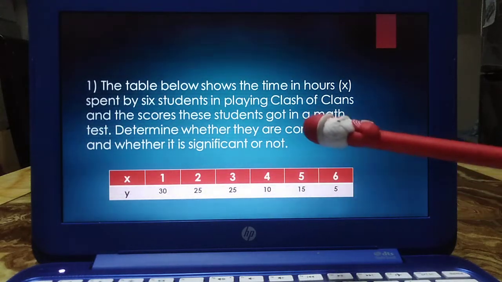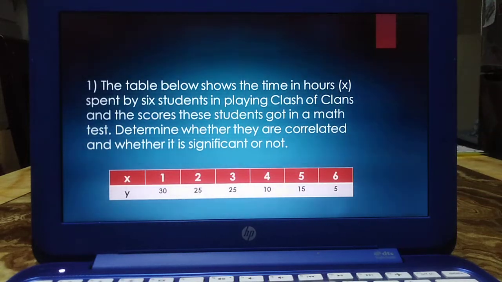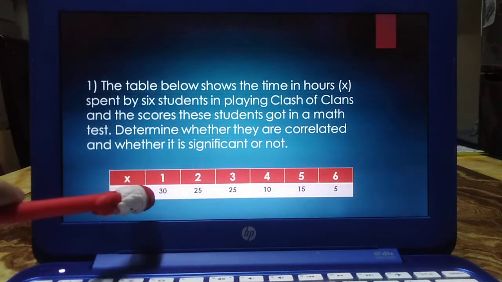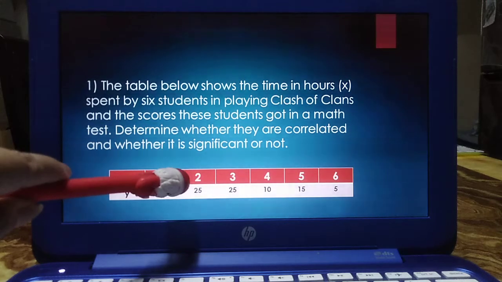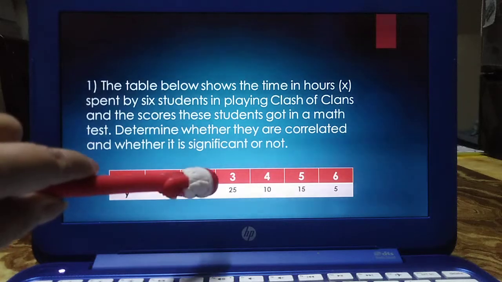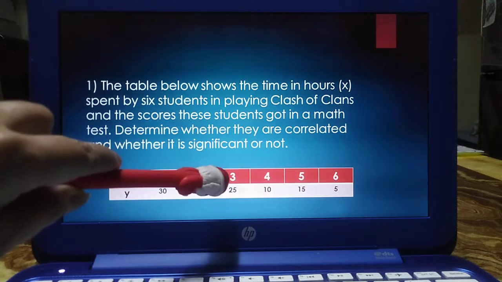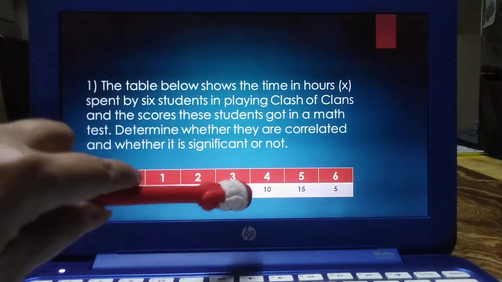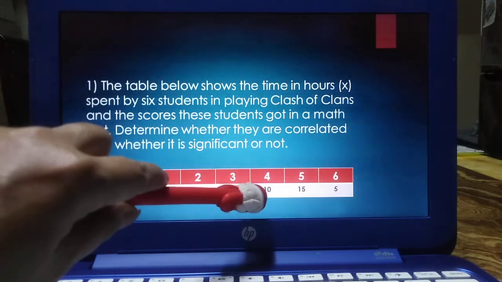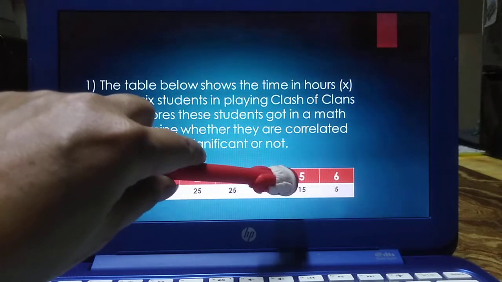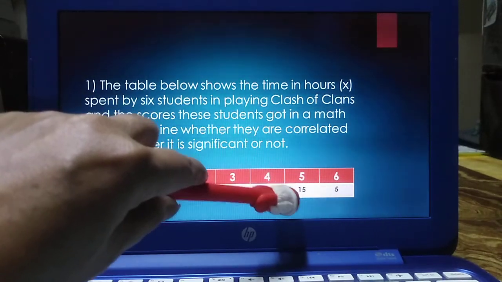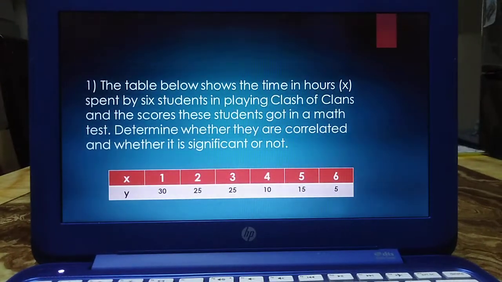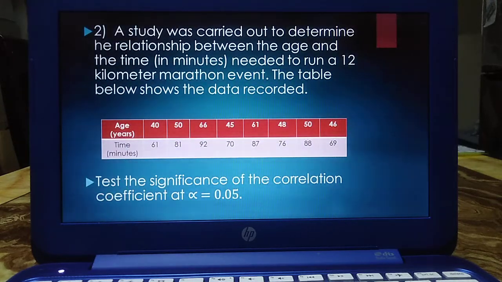Okay, the first child played for 1 hour. The score he got for the math test is 30. The second child played for 2 hours. The score he got was 25. The third child played for 3 hours. He got a score of 25. The fourth child played for 4 hours. He got 10 in math. The fifth child played for 5 hours. He got 15 points in math. And the last child played for 6 hours and he got a score of 5. So here for number 1, all you need to do is give me the correlation coefficient.